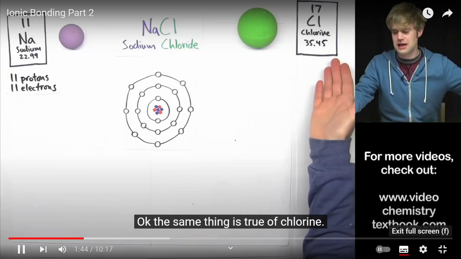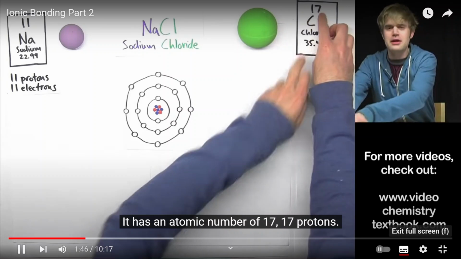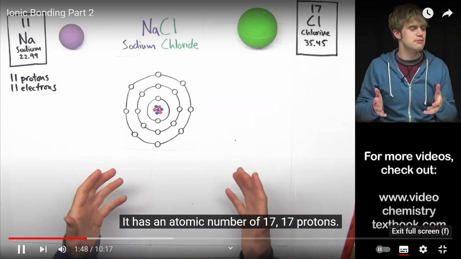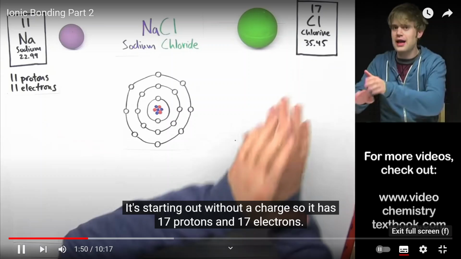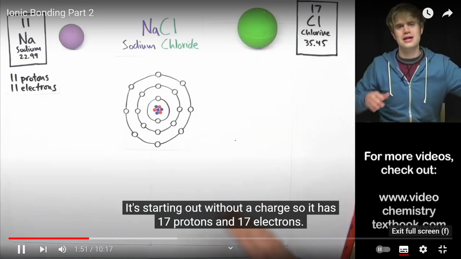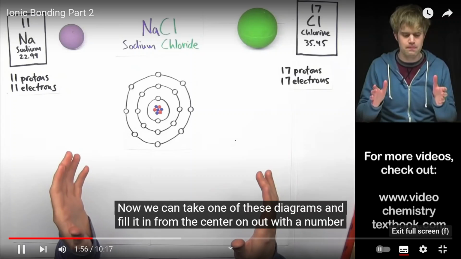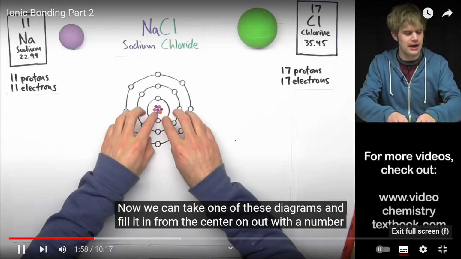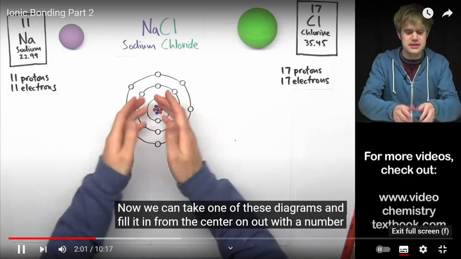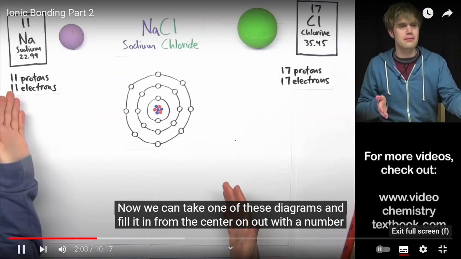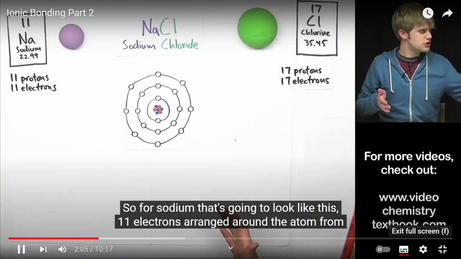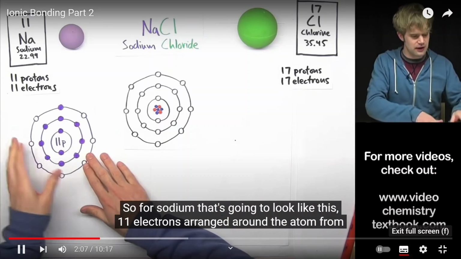Okay? The same thing is true with chlorine. It has an atomic number of 17 protons. It's starting out without a charge, so it has 17 protons and 17 electrons. Now, we can take one of these diagrams and fill it in from the center on out with a number of electrons. So, for sodium, that's going to look like this.